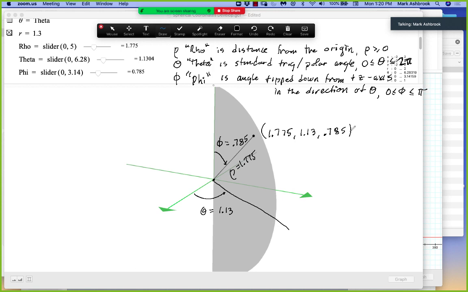The way that I think makes the most sense to plot points is plotting theta first, then phi, then rho. Get that angle in the right way, tip down, and then see how far out you're going to go in that direction. But the way that they're listed conventionally is rho, theta, phi. Okay, questions on plotting points?